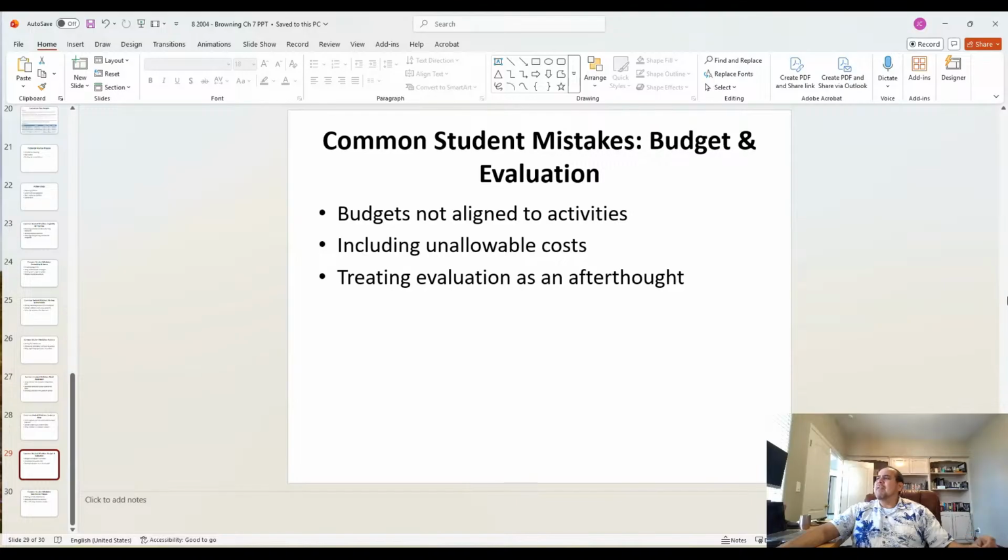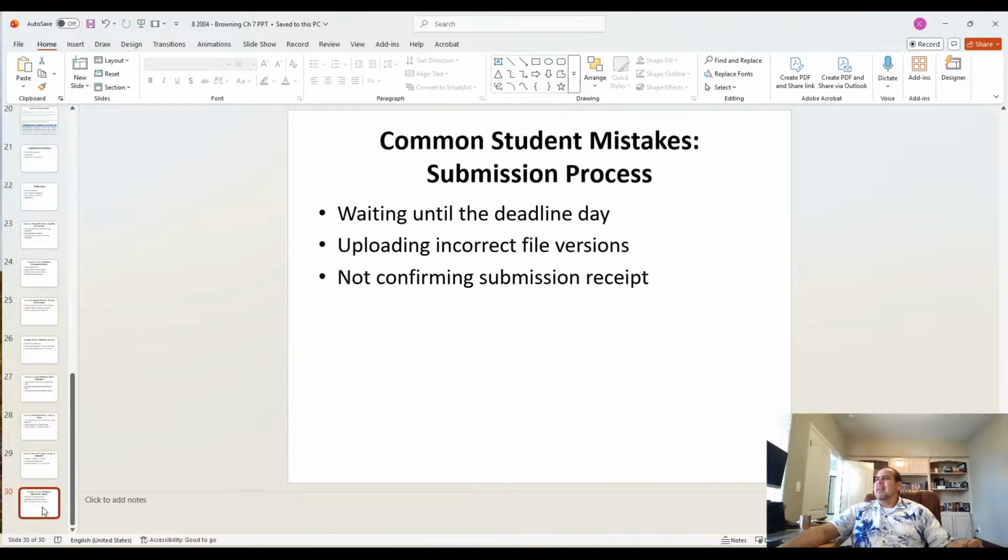Okay, mistakes in budget and evaluation: budgets are not aligned to activities, it includes unallowable costs, and then also treating evaluation as an afterthought, which it isn't. Evaluation should be a key and important aspect of your design and your research and the programming that you're doing.